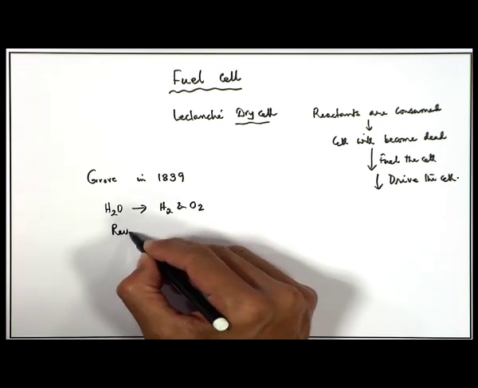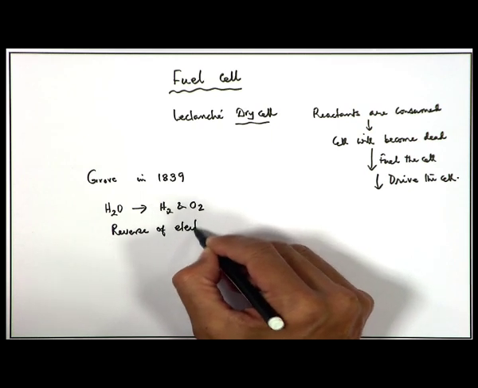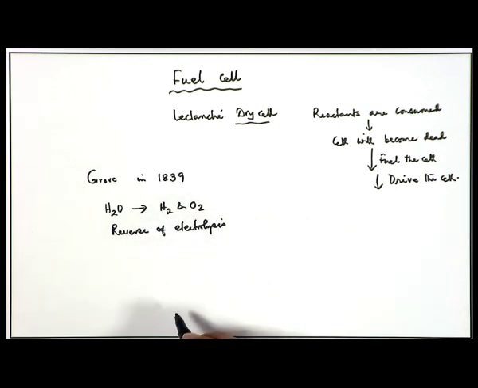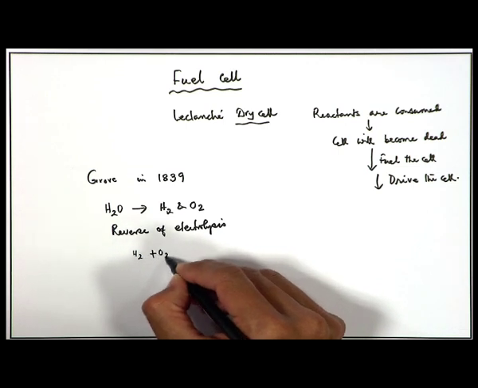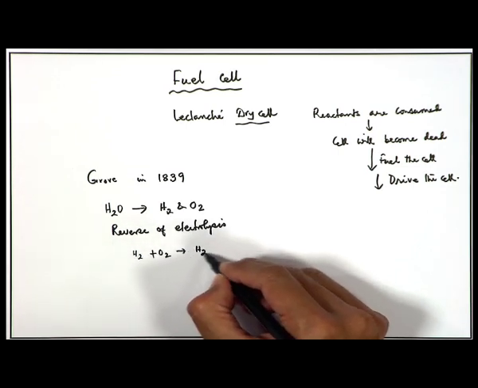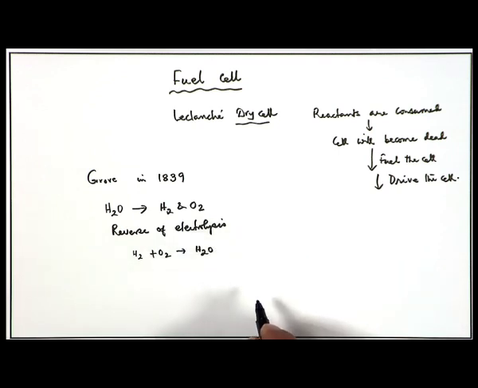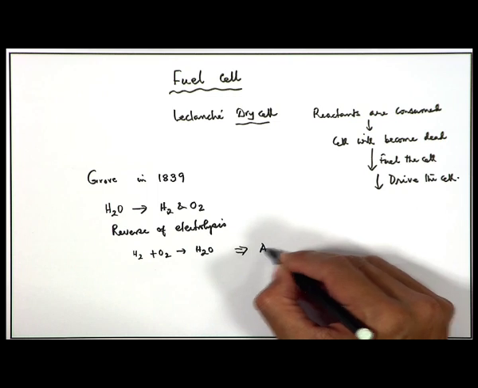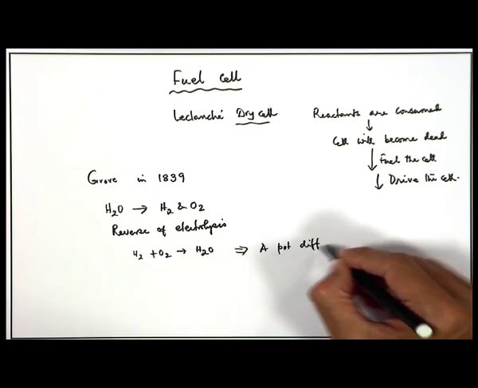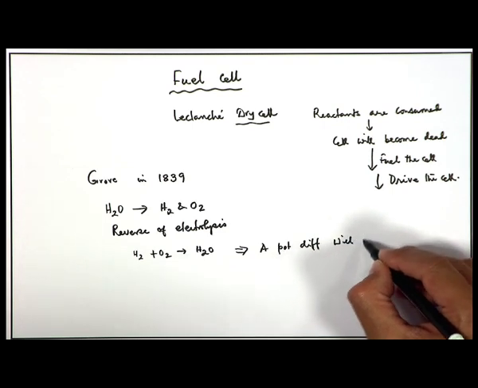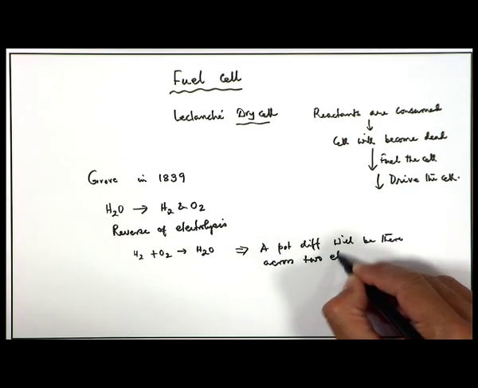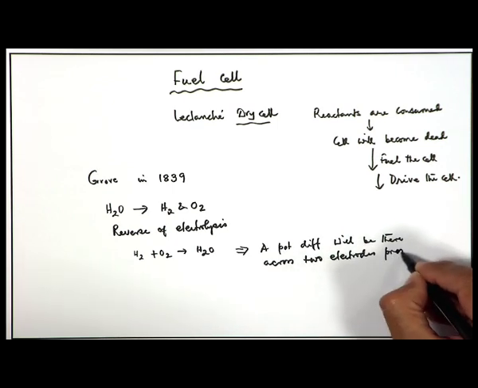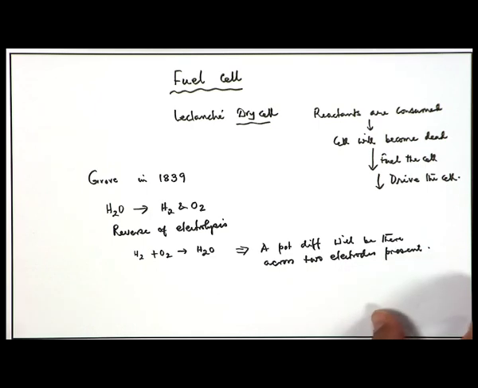So, the reverse of electrolysis. Okay. So recombine H2 plus O2 to produce water, and this will cause a potential difference against two electrodes dipped over there. So a potential difference will be there across the two electrodes present. Okay. So what is happening over there?